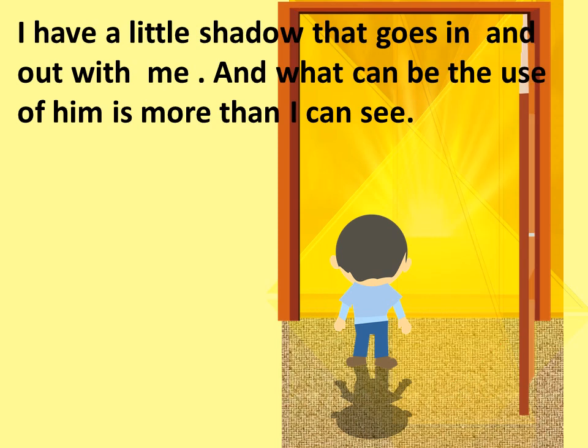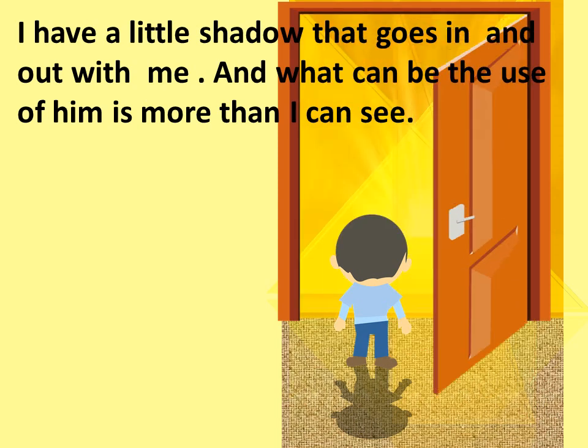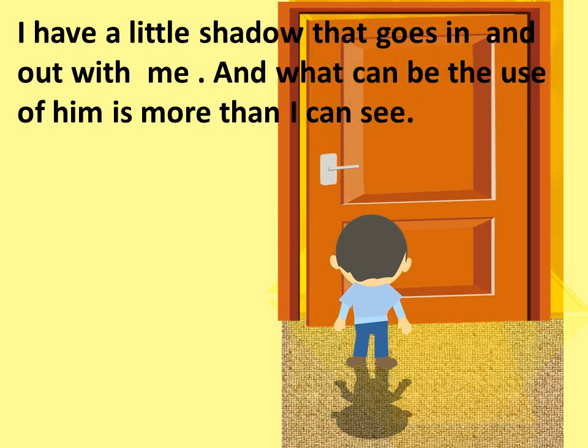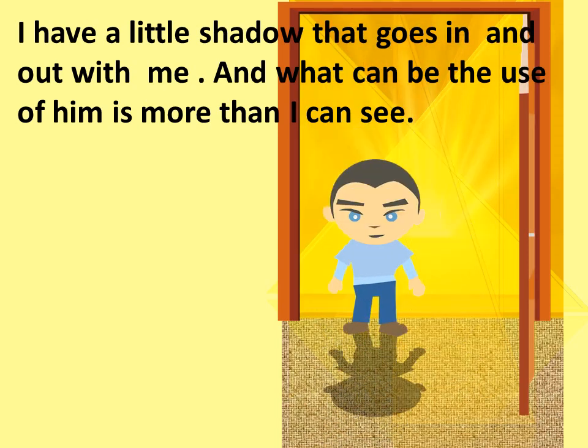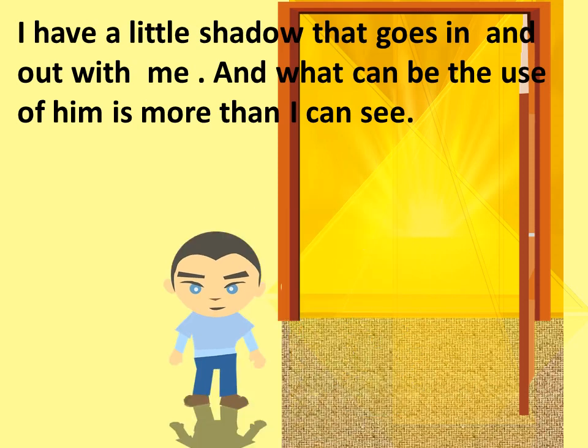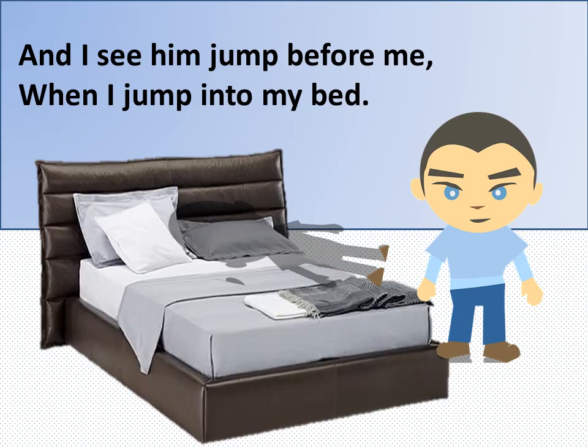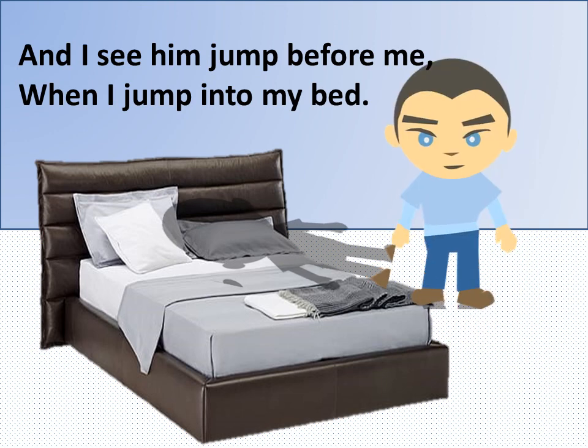So our poem goes like this. I have a little shadow that goes in and out with me. And what can be the use of him? What can be the use of him is more than I can see. He is very like me, from the heels up to the head. And I see him jump before me when I jump into my bed.